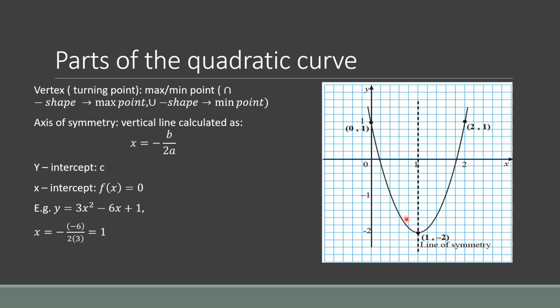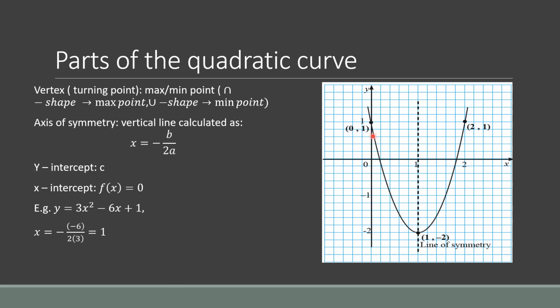At the same time, the graph is having a U shape, and U shape means that we are talking about a minimum point at the turning point. So here the turning point is also known as the minimum point, and it's also known as the vertex. So this particular point is called the minimum point, the vertex, or the turning point. Then we also have the axis of symmetry, that is the vertical line calculated as x equal to minus b over 2a. So that is the vertical line that is in the form of a fraction of minus b divided by 2a. We have the y-intercept as c.